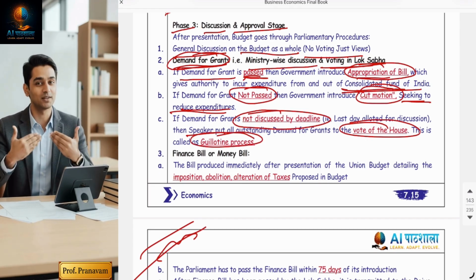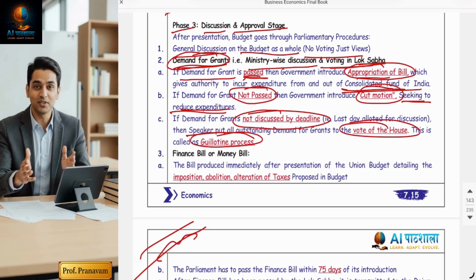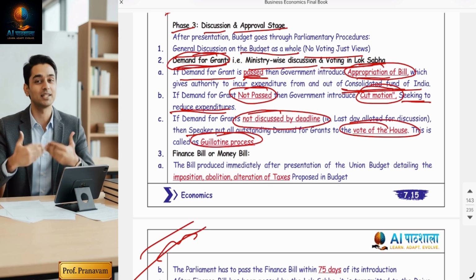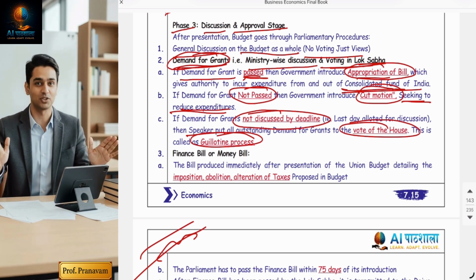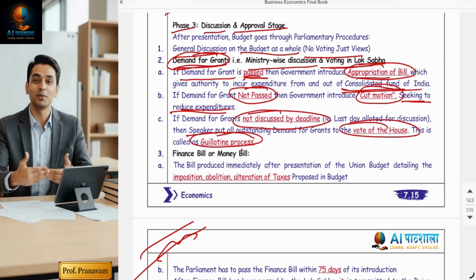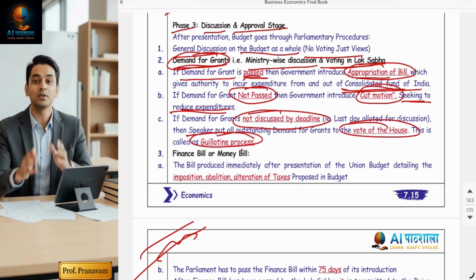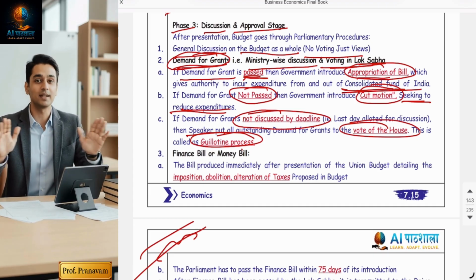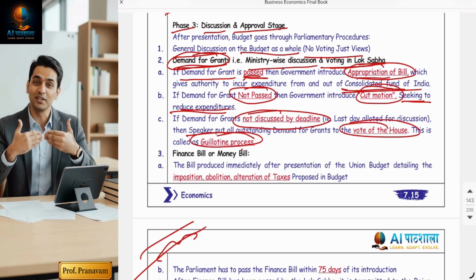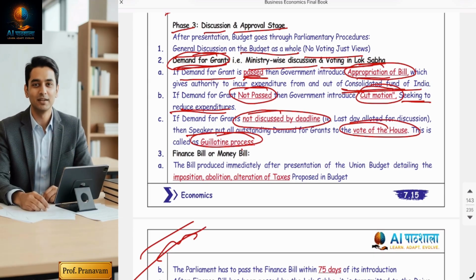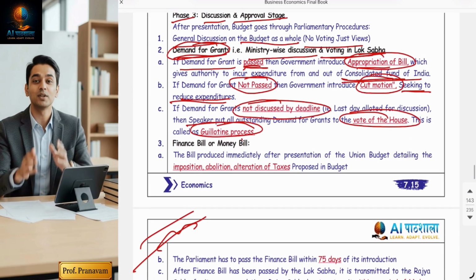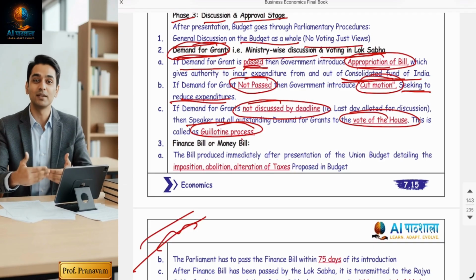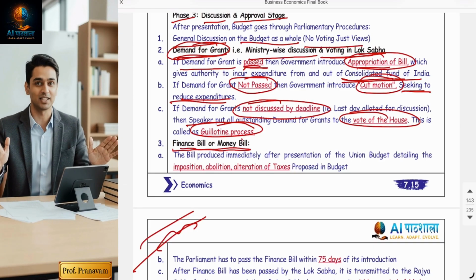Guillotine process means if discussion is not completed by the deadline, the Speaker puts all the pending demands for grants to the vote. It means now no discussion will take place, no explanations will be taken on the demand for grants, just voting will be done. Either passed or not passed. Passed goes to the appropriation bill, not passed then cut motion. Fine.